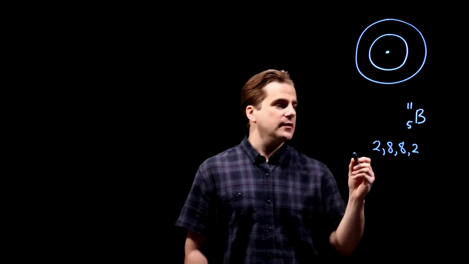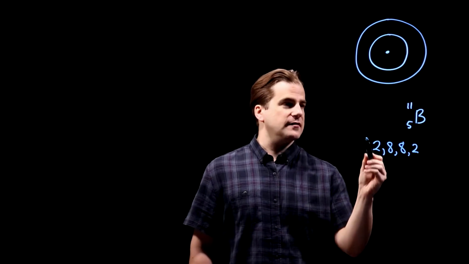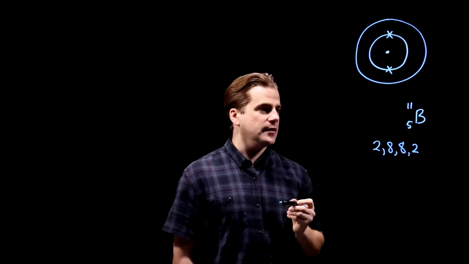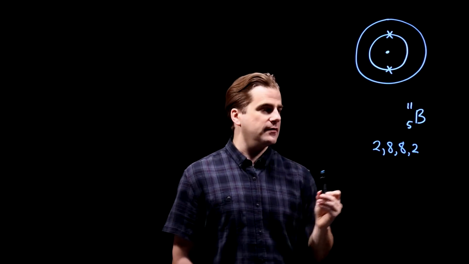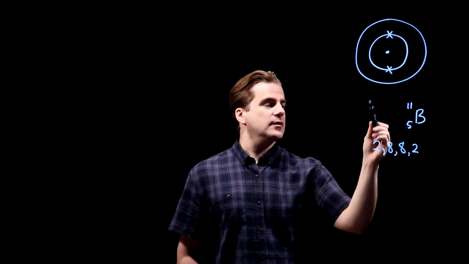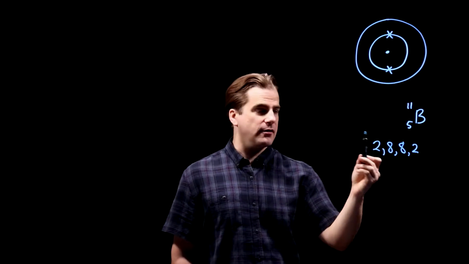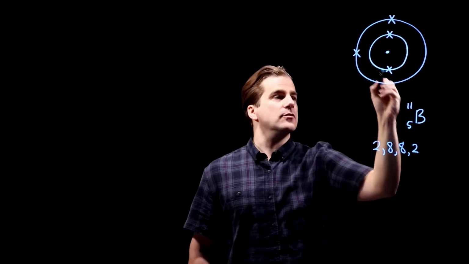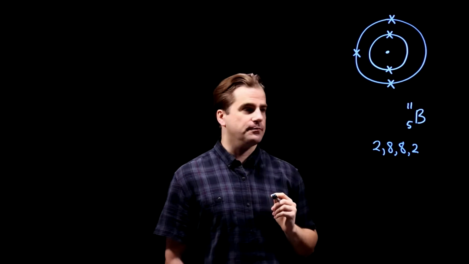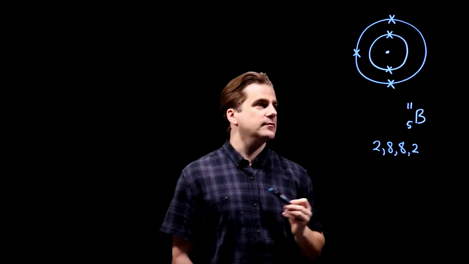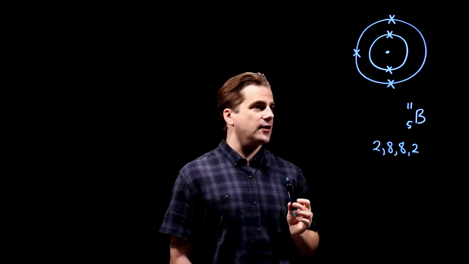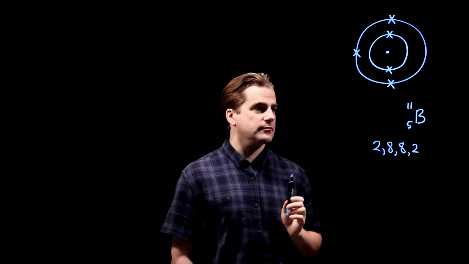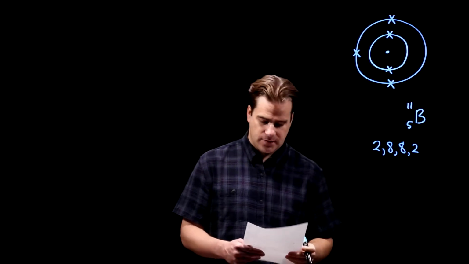So let's go. First shell is a maximum of 2. So 1, 2. Okay, that's 2 of the 5 dealt with. Moving on, maximum of 8. So the remaining 3 are all going to fit in this shell. So 1, 2, 3, like so. That's it. Those are how the 5 electrons of an isolated boron atom are drawn. Okay, what's the next question?